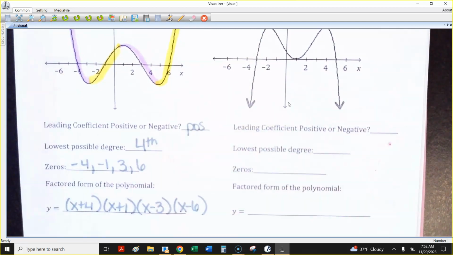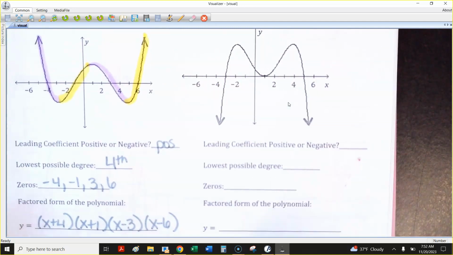Now this is positive. If it was negative, I would maybe need to add a little negative in front of my factored form, but that could be a possible equation for that graph. And we're just going to write factored form. We're not going to multiply it out or anything like that. So let me have you guys look at this one.